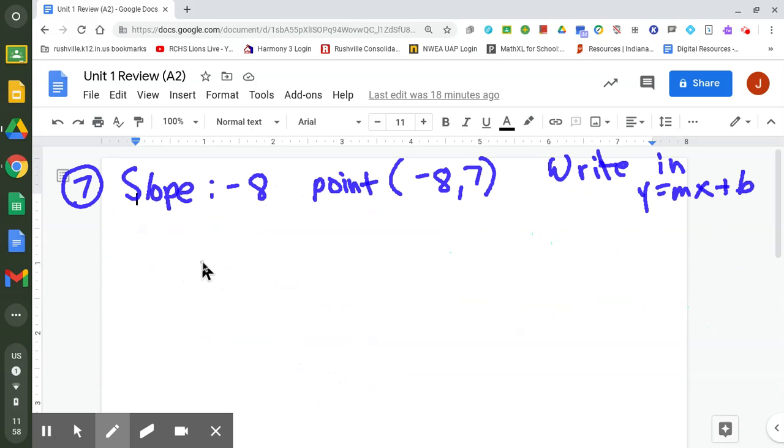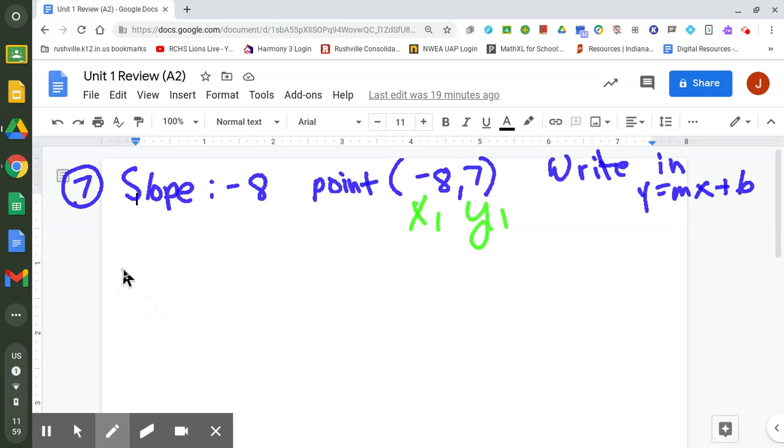So number 7 in Math Excel and number 6 on the packet for Mr. Hedrick, you are given the slope and a point, and you're asked to take those two pieces of information and then write an equation in y equals mx plus b format. So the first thing I would do is label my point. So this is going to be x1, and that will be y1.